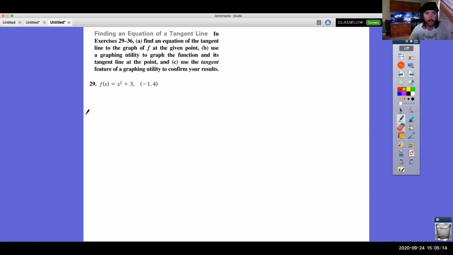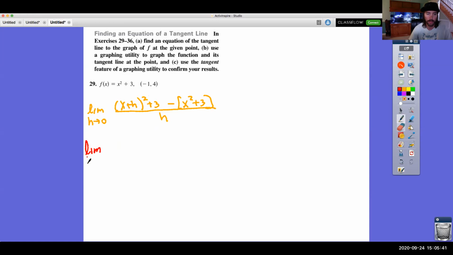Okay, I have to find the derivative. I need to find the equation of the derivative, so I'm going to use the limit definition. f of x is x squared plus 3. I'm not writing the formula down. f of x plus h is x plus h squared plus 3, minus f of x, over h as h goes to 0. Clean it up.